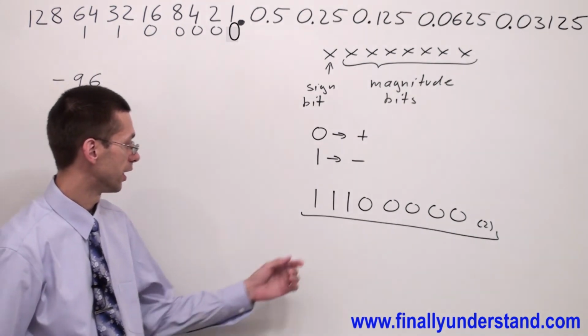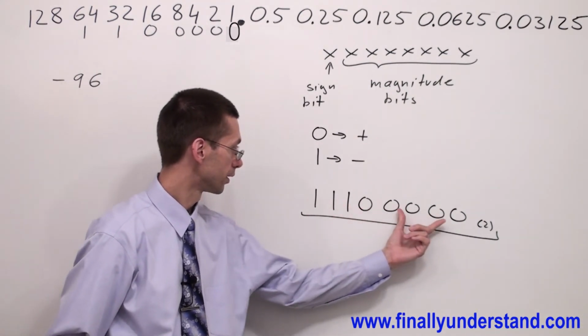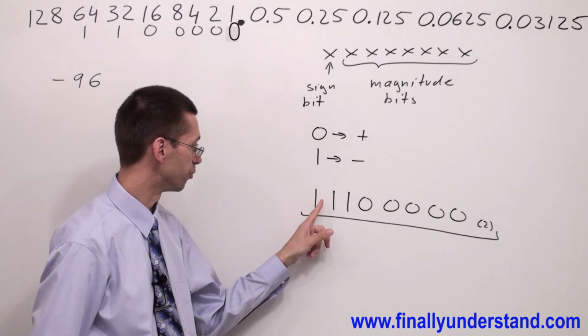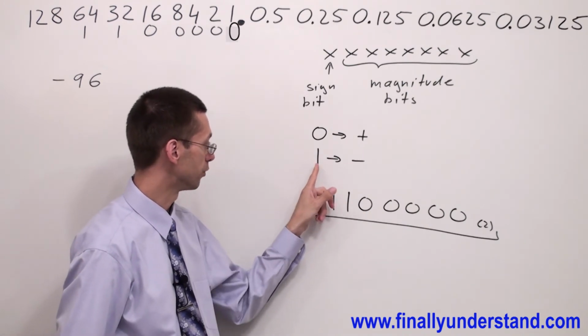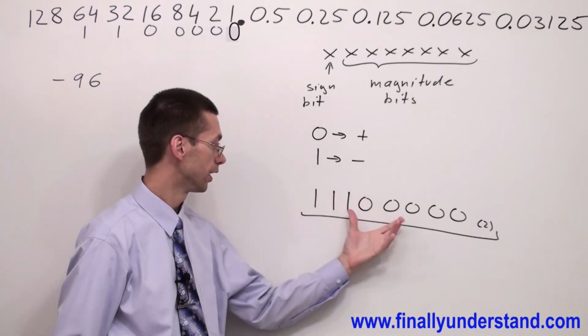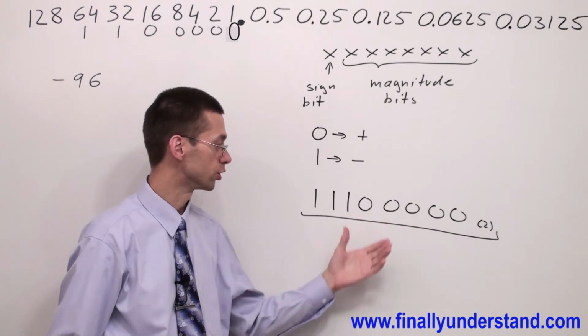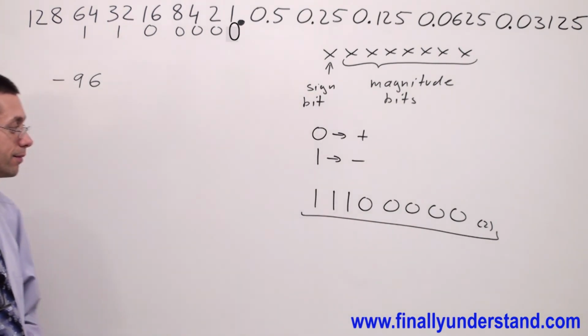I have 8 bits, and the first bit represents the sign. I have 1, that's why I have negative, and this is 96. So this is the solution to my problem.